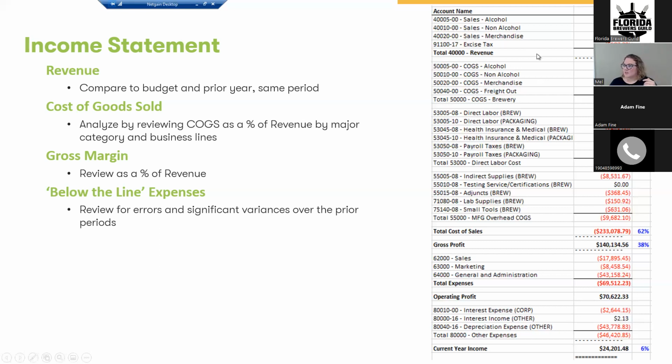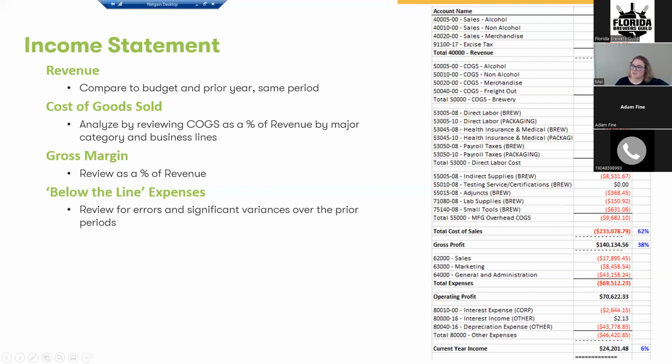And so I broke it out over here. In this example I didn't want to have too much detail because it wouldn't fit and it would just be nonsense. But this specific example has ALC and non-ALC, and they only do wholesale. If it was me, this was not my setting up of the chart of accounts, I would break out ALC by package and keg, and I would break out non-ALC by package and kegs. So you're going to be looking at your COGS as a percentage of revenue.